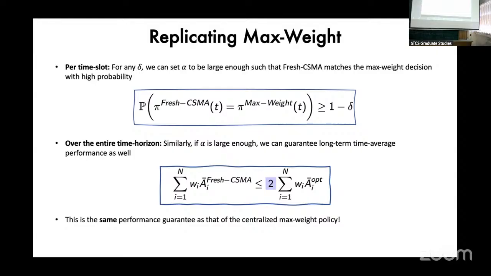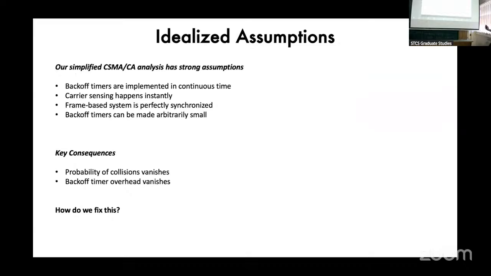Of course, there were some very strong assumptions with that. So that is what I will list. Our backup timers are implemented in continuous time. I assume that carrier sensing happens instantly, so you can instantly sense the channel and get feedback. There's a frame-based system with perfect synchronization across sources, so there's no deviation in clocks between the sources. And the backup timers can be made arbitrarily small and precise so that there's no collisions. And the consequences are that there's no probability of collisions, and then there's no overhead.